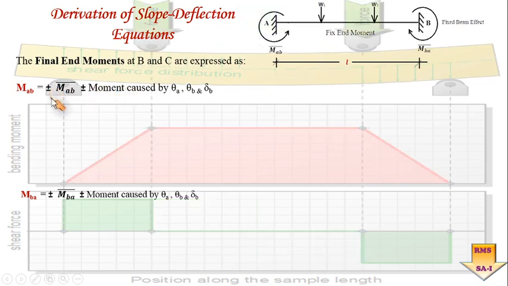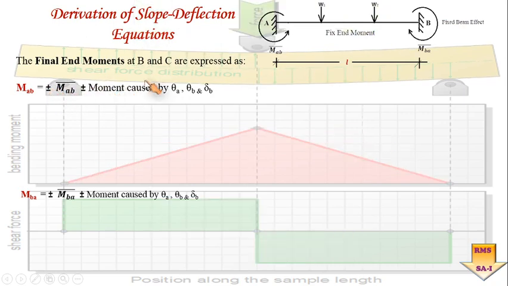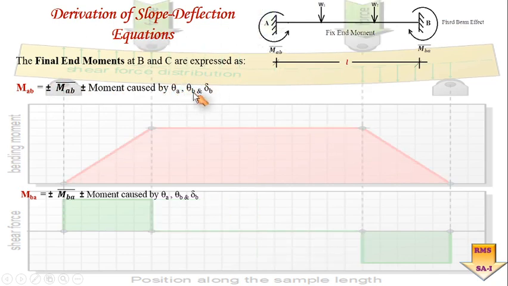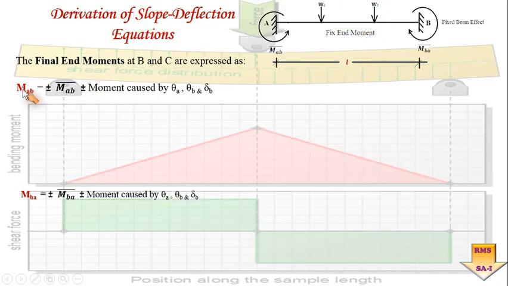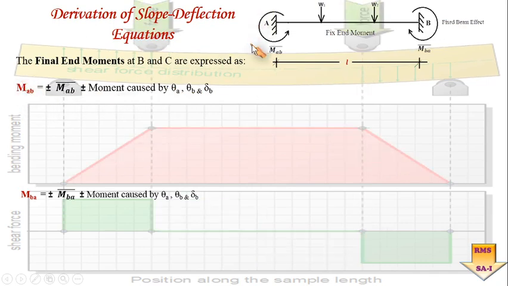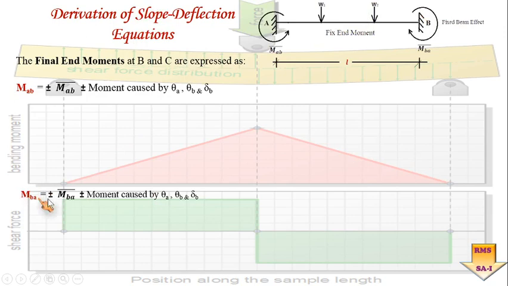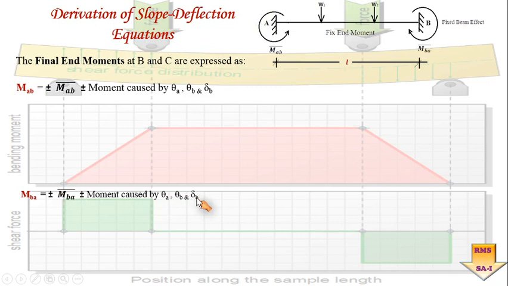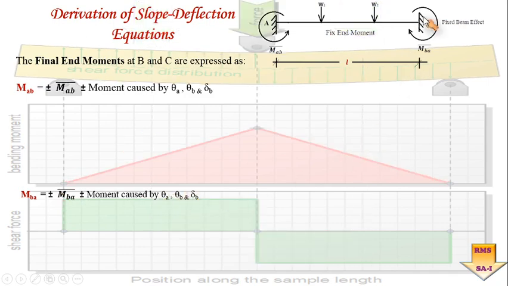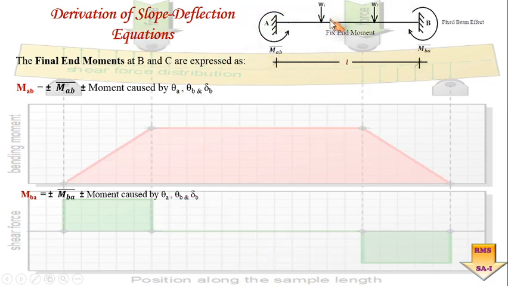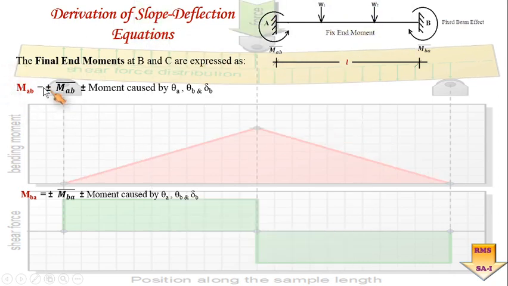So the first effect is the fixity effect, and the second effect is due to the displacement occurring. I have combined both the effects so that we can find out the final moment MAB about point A. Similarly for BA, B to A, it is the fixed end moment plus moment caused due to theta A, theta B and delta B, that is the rotation and the displacement about point B. So this is how we are going to combine all the moments occurring due to the applied forces and the displacement about that particular joint. So we get the final moment.